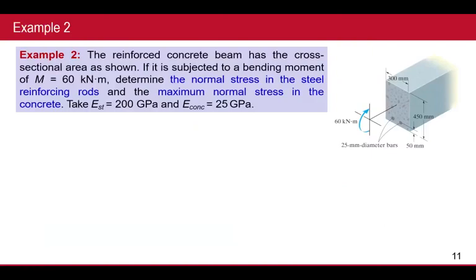Okay, we see another question for this. A reinforced concrete beam has a cross-sectional area as shown here. If it is subject to a bending moment of 60 kilonewton meter, determine the normal stress in the steel reinforcing rods and the maximum normal stress in the concrete. Take the Young's modulus of steel as 200 gigapascal. The concrete Young's modulus is 25 gigapascal.